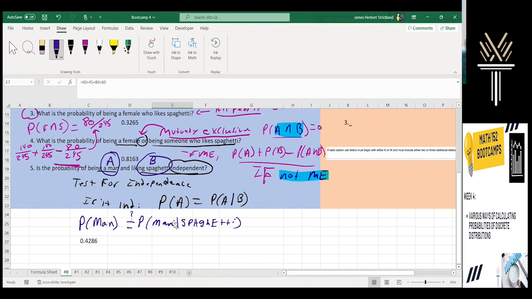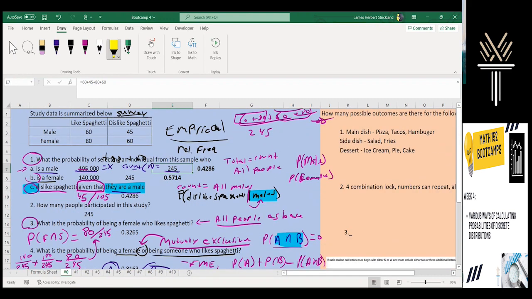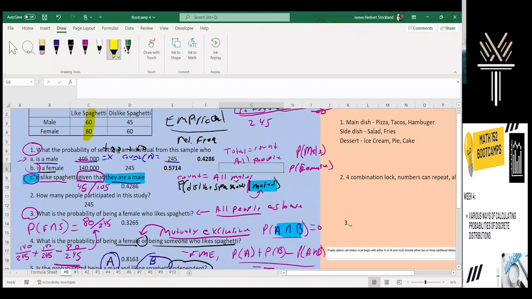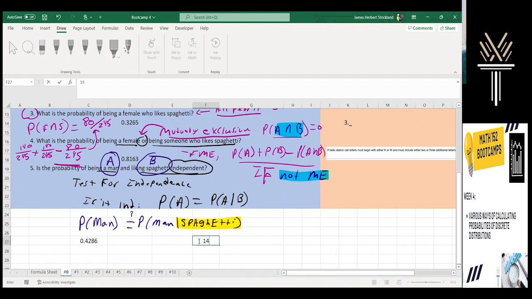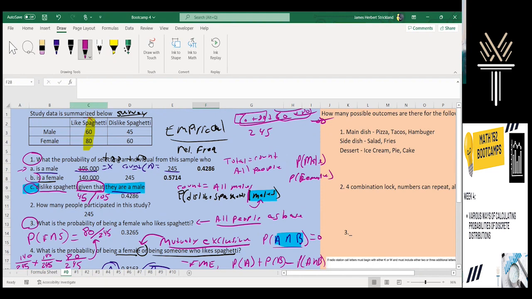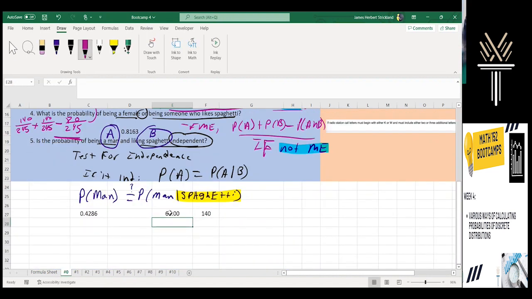Now we need the probability of being a man given that they like spaghetti. So remember, this part here represents the total count. So of spaghetti people, how many of them were men, and so forth. So we need our total spaghetti category, 80 and 60, that's 140. Let me jump down. 140 people like spaghetti, and then how many of those are men? So of the 140 spaghetti people, how many of them were men? 60. So 60 men out of 140 people who like spaghetti.